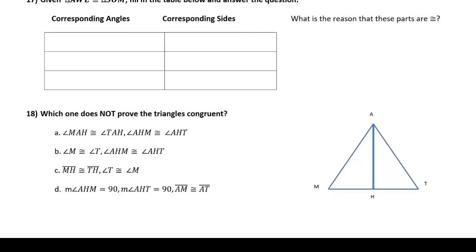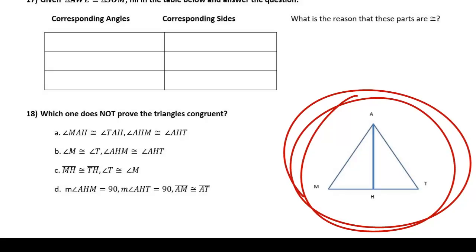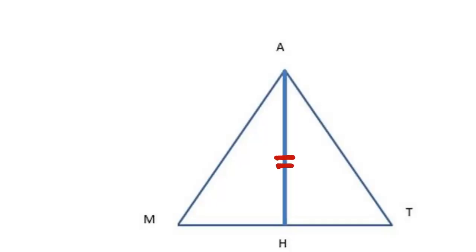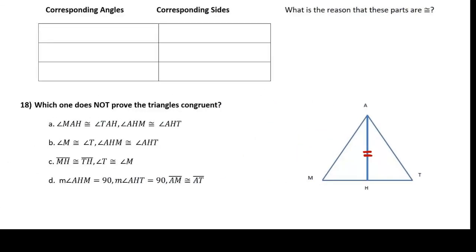Which one does not prove the triangles congruent? All right, so before I start looking at my options, is there anything that I'm allowed to mark on this triangle even though it might not be over here? Shared side, yes. So AH, I'm going to go ahead and mark that as congruent. I am always allowed to mark that on any problems ever, even if the directions don't mention something like that. You can always mark shared sides and vertical angles as being congruent.